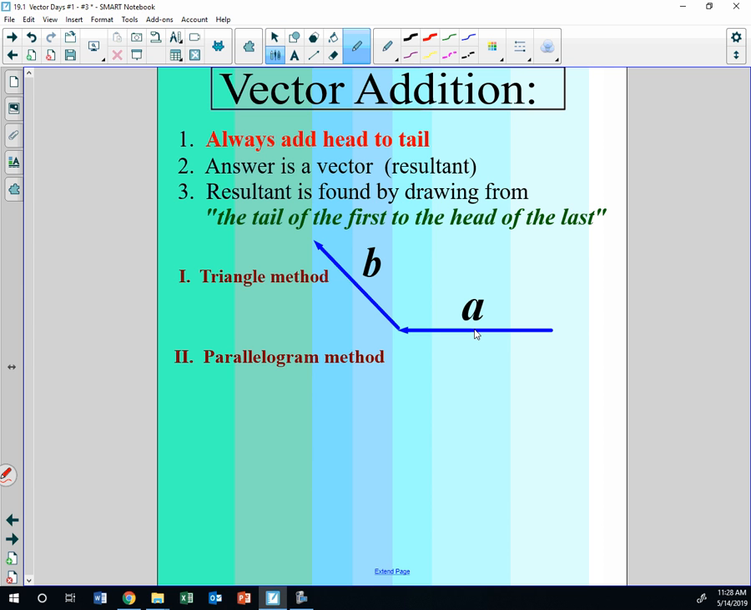Is that A plus B? That is not A plus B. A plus B is an actual vector that goes from the tail of the first to the head of the last. And so tail of first to the head of the last is an actual vector, which we call R. That is the answer, a vector. You must have an arrow showing where it's going from, and the tail is going to start at the beginning. You need to label R.